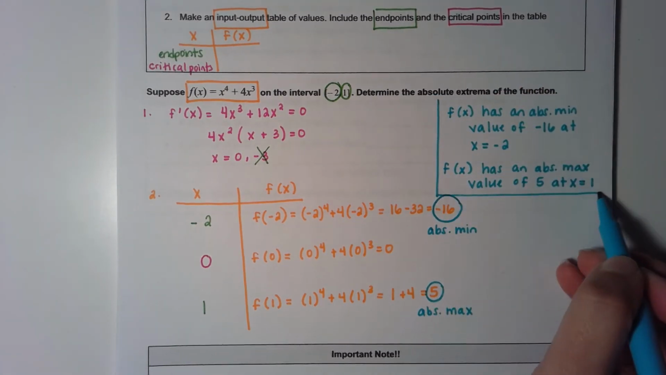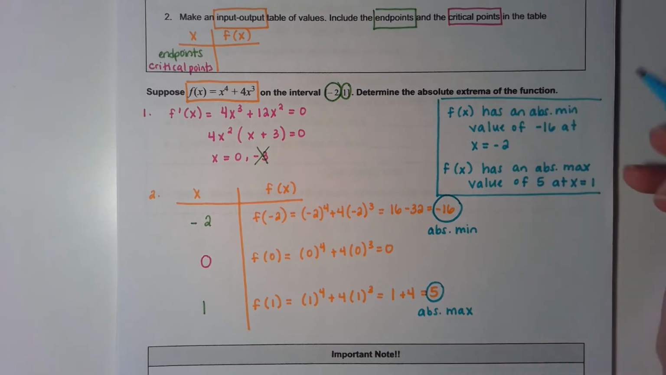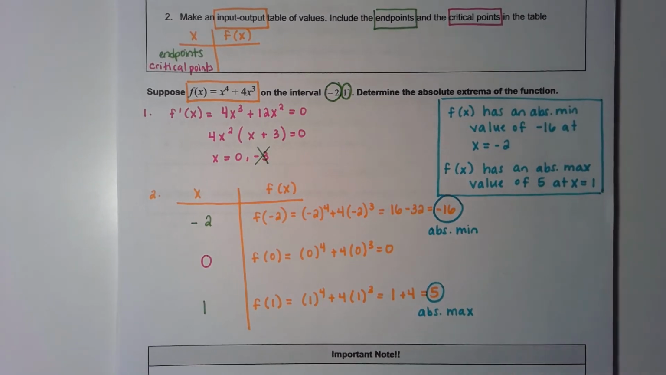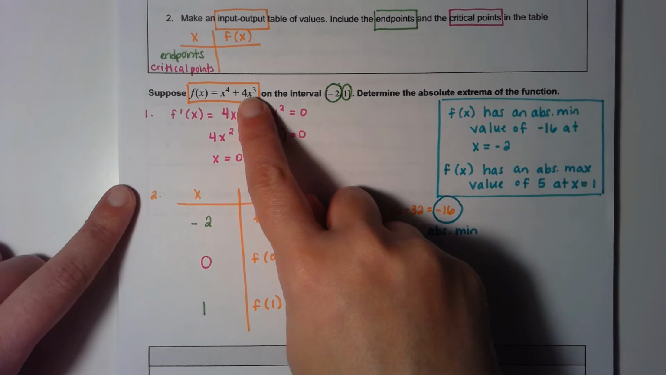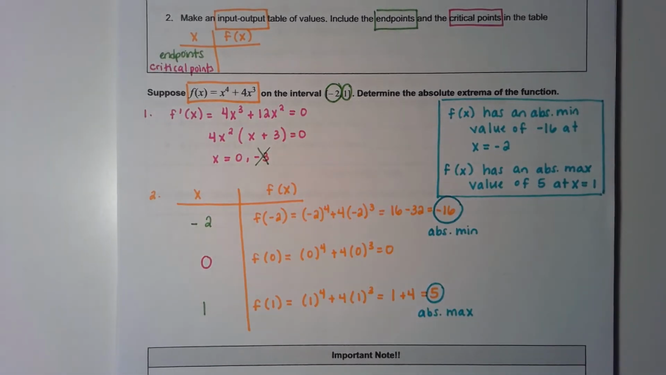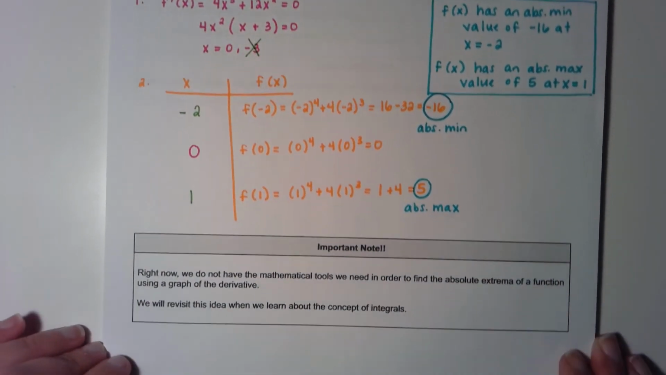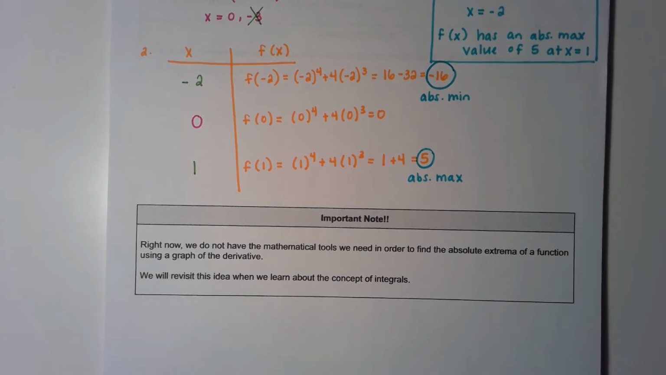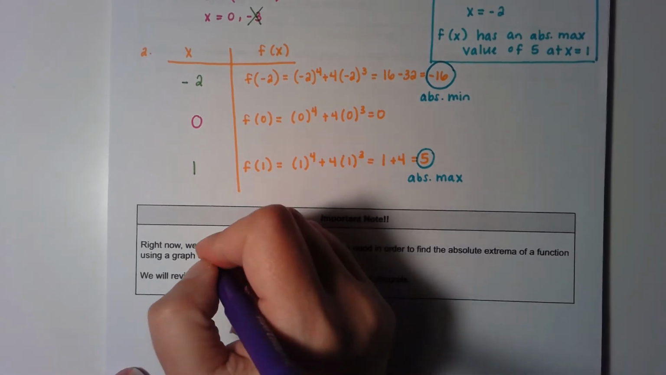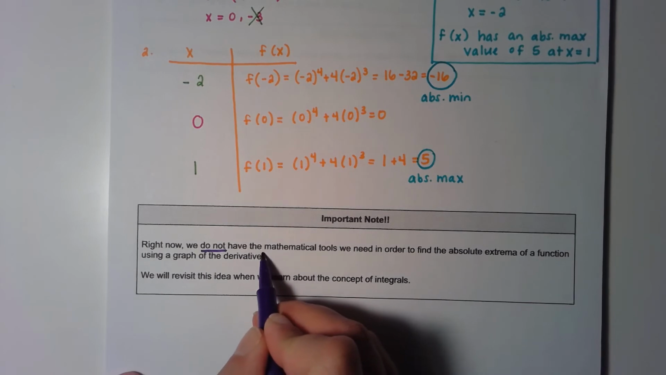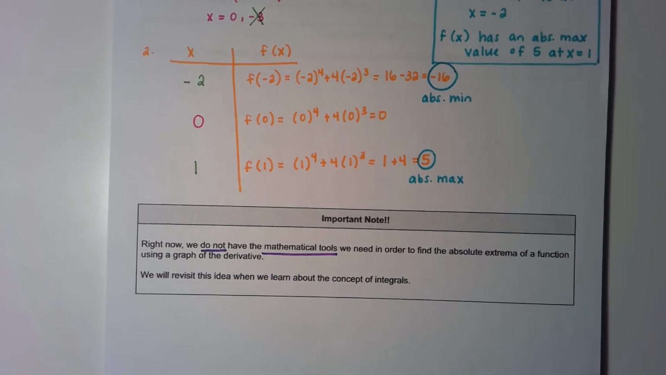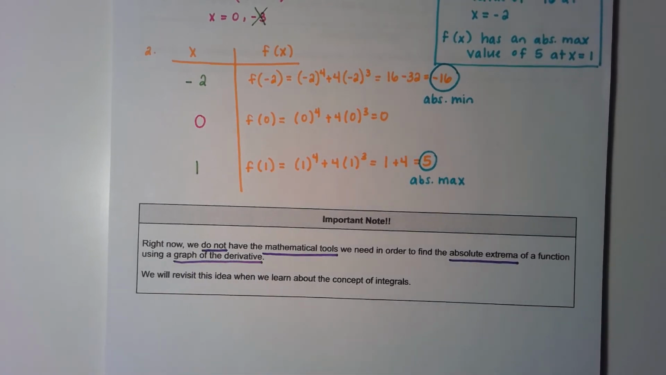Now, one thing that I think is worth pointing out is that for most of the stuff that we've learned in this chapter, we have always started by looking at a function and figuring out how to do the problem, and then looking at the graph of the derivative and figuring out how to do the same thing using the graph of the derivative. It is important to note that right now, we do not have the mathematical tools in order to find the maximum, the absolute extrema, using the graph of a derivative. So that's why it's not in your notes. We don't know how to do this yet.